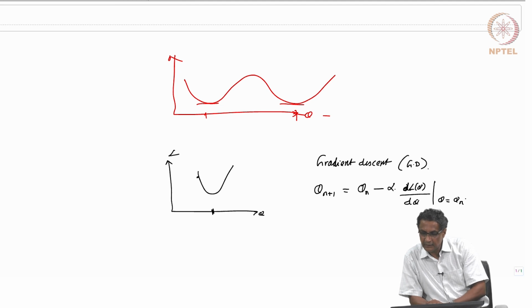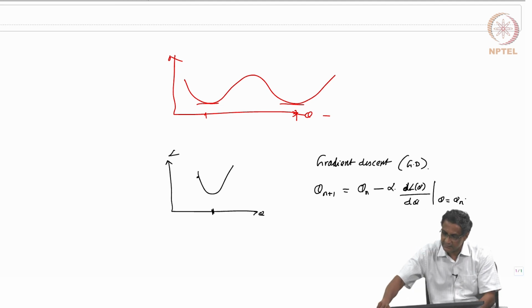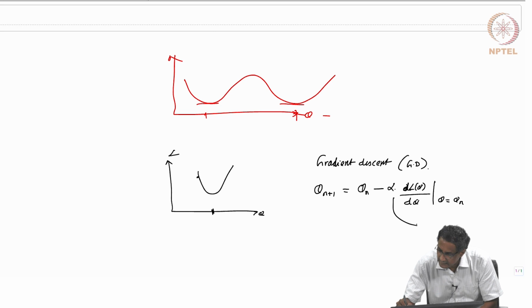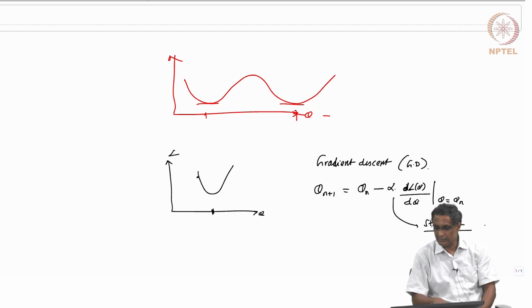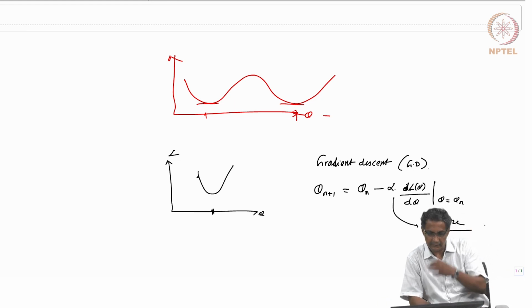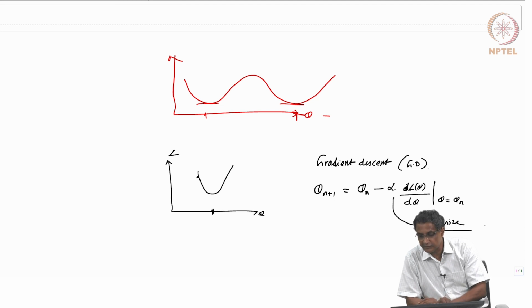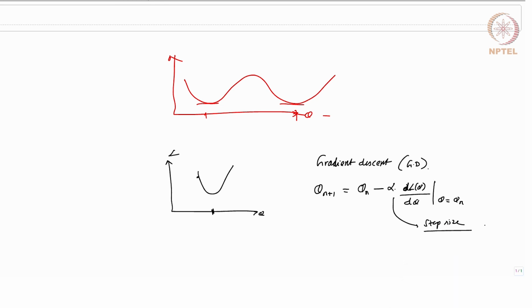This alpha is called the step size, and there are ways to choose it which we will see later again. This is going to be a very quick review of deep learning, so I won't go into the details that we normally go into when we take deep learning as such. Suffice it to say that the step size is something very important. If you overstep, you could land in trouble. If you take too small a step size, you could take forever.